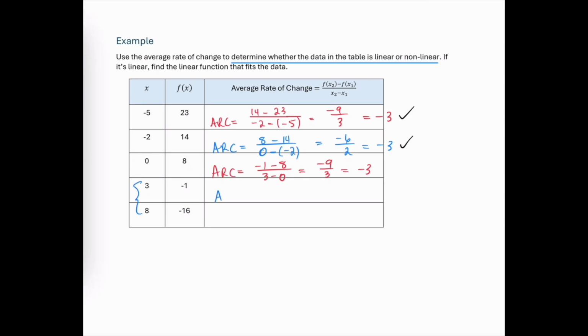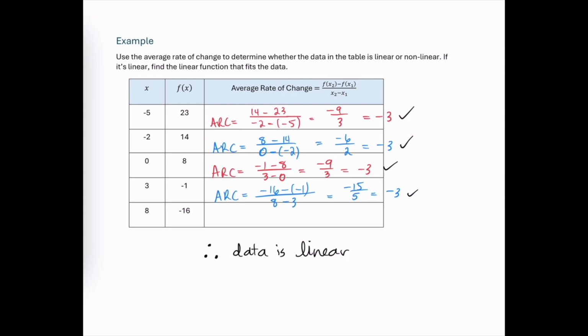Now to calculate the average rate of change between the last 2 points, we have y2, which is negative 16, minus y1, which is negative 1, and we'll divide that by 8 minus 3, which is x2 minus x1. Negative 16 plus 1 is going to be negative 15 in the top, and 8 minus 3 is 5 in the bottom, which again simplifies down to being negative 3. So we did get the same average rate of change all the way down. So we'll say, therefore, the data in the table is considered to be linear, which means there is a line that contains all of these ordered pairs.